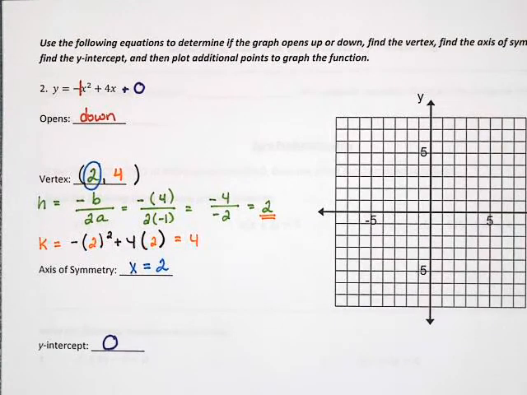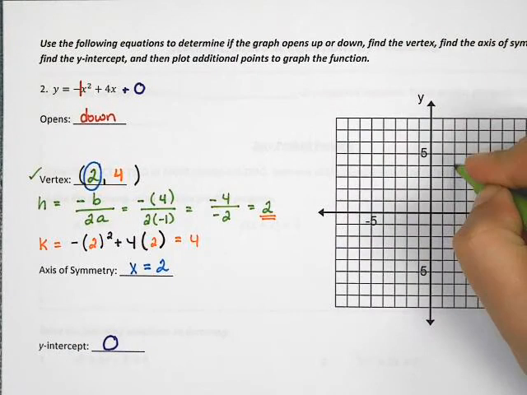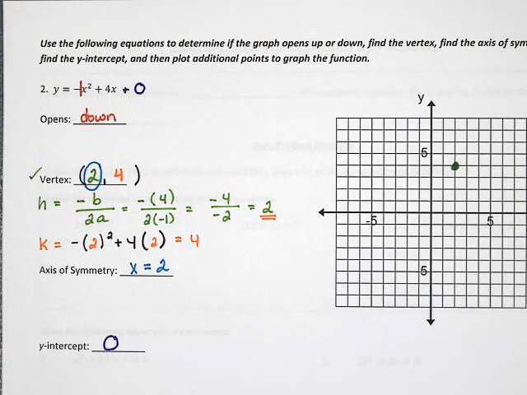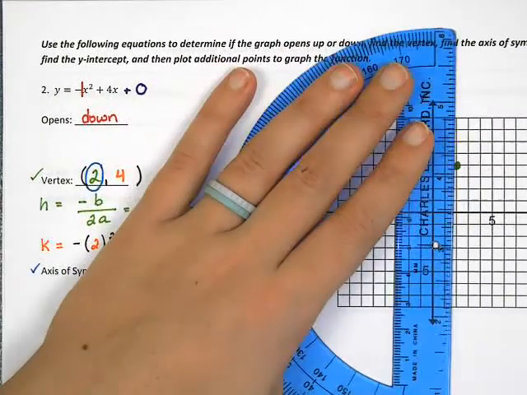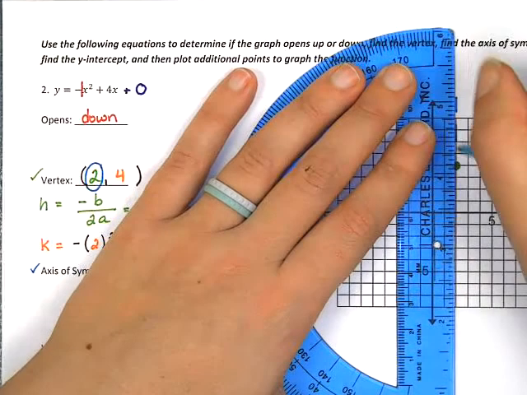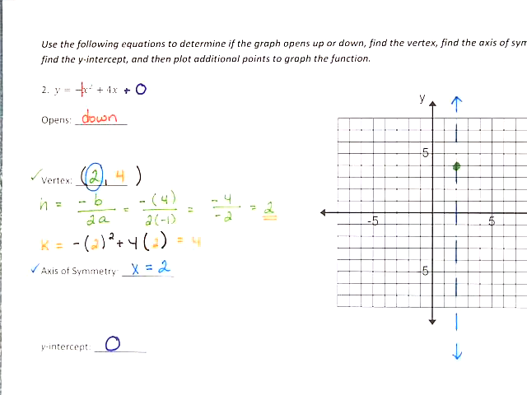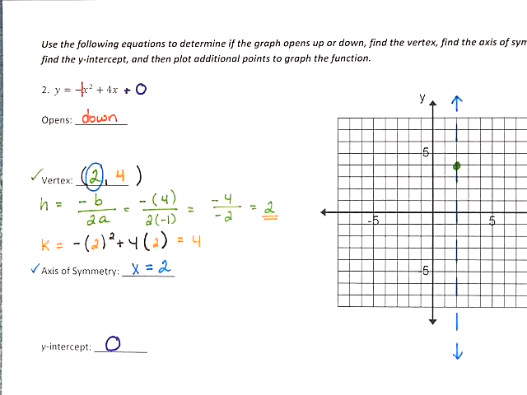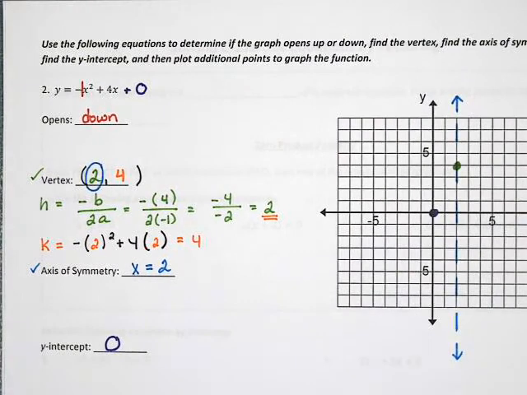So now I'm going to graph. I'm going to start with my vertex. It's going to go through the point (2, 4), and I'm going to put a point there. Next, I'm going to graph my axis of symmetry. So that's going to go through the vertex. It's going to be a dotted line that divides the graph into 2 sides that look the same. My y-intercept will be 0, and buy one, get one free.